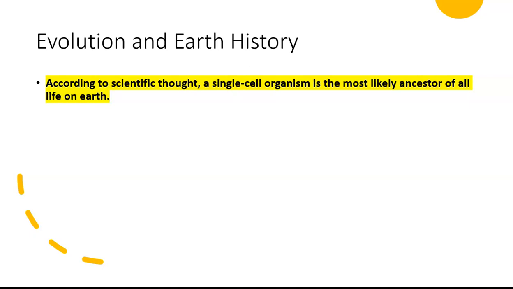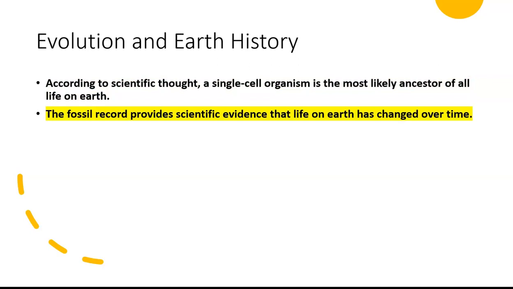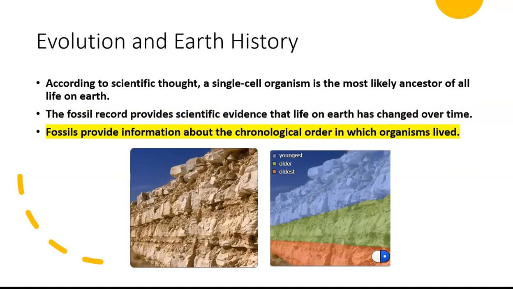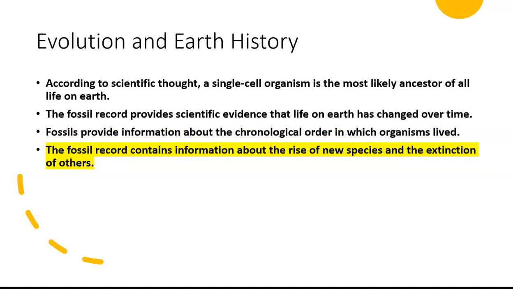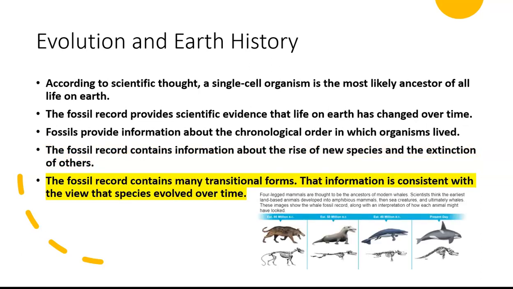Evolution and Earth history. According to scientific thought, a single-cell organism is the most likely ancestor of all life on Earth. Single-cell prokaryote, not eukaryote. The fossil record provides scientific evidence that life on Earth has changed over time. Fossils provide information about the chronological order in which organisms lived. The fossil record contains information about the rise of new species and the extinction of others. The fossil record contains many transitional forms. That information is consistent with the view that species evolved over time.